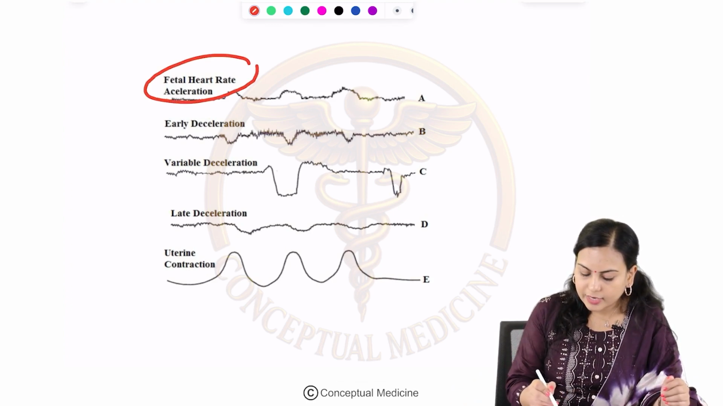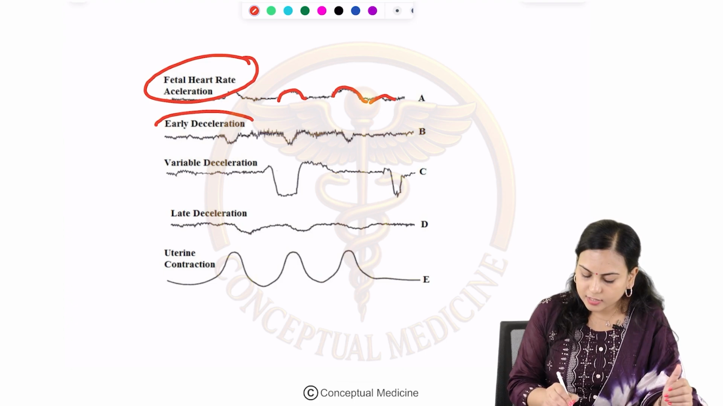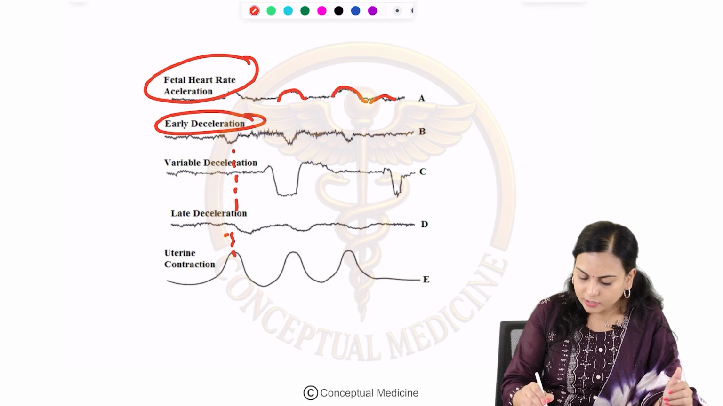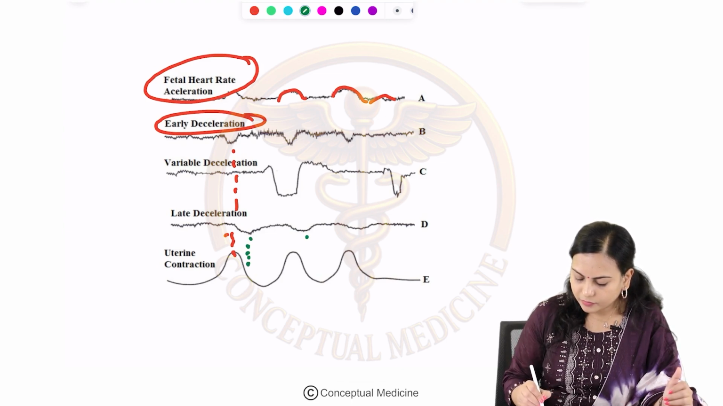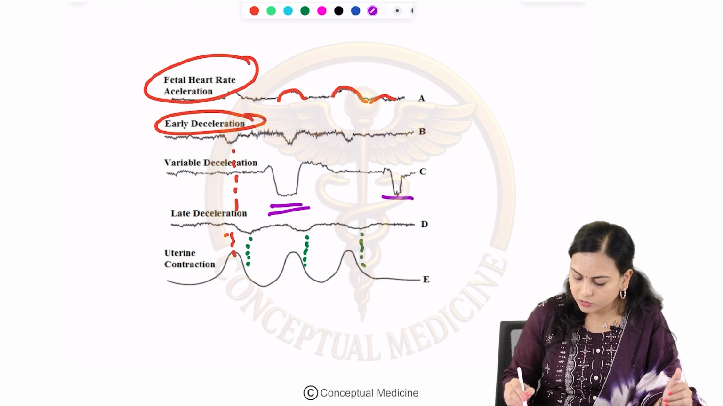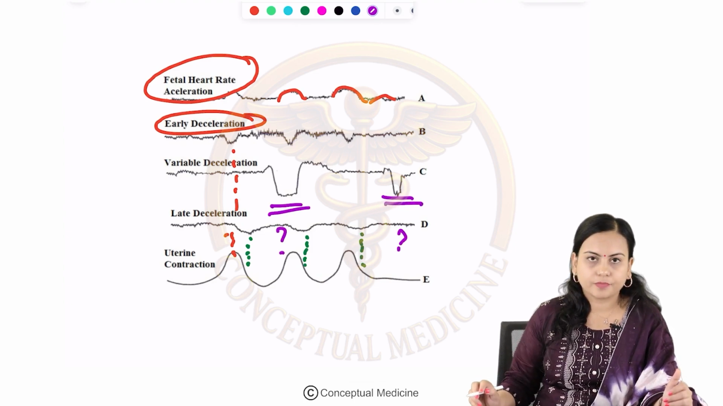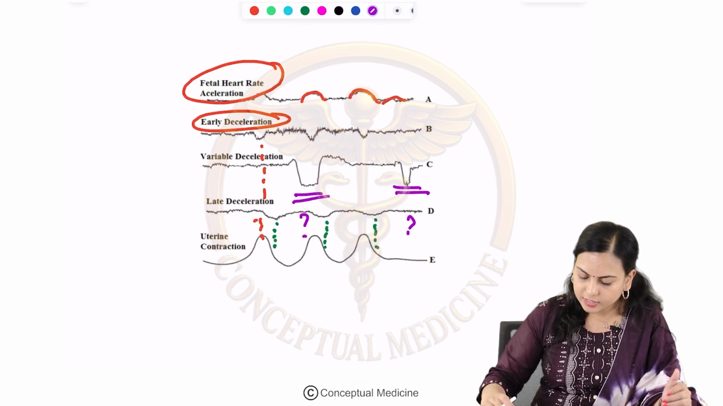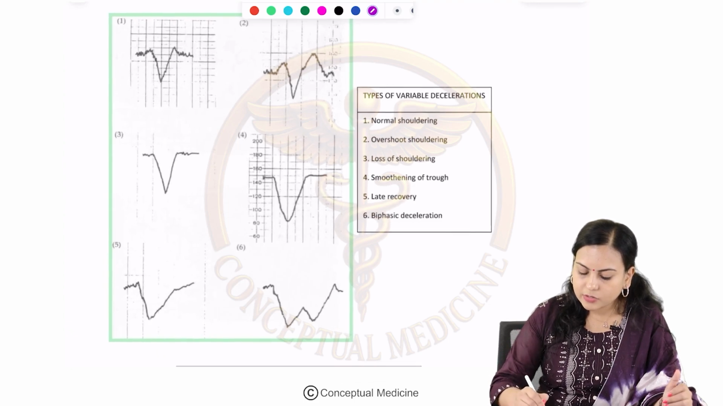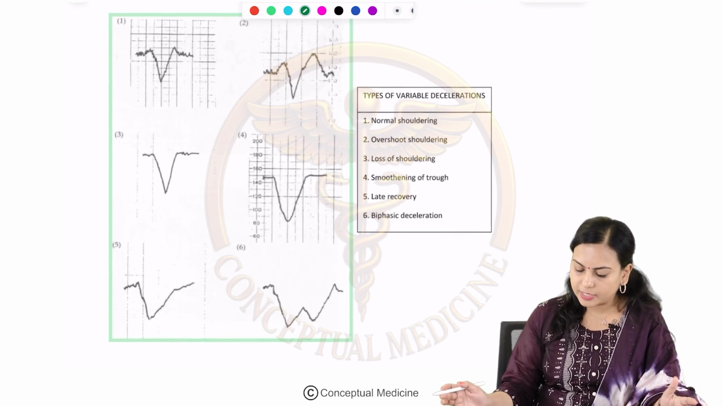So this is the fetal heart rate acceleration. You will be having only an upgoing slope. This is early deceleration where it will be syncing with the uterine contraction. And late deceleration will be just happening after the uterine contraction. And variable deceleration, usually you don't have any linkage with the uterine contraction. Clear? Yes.